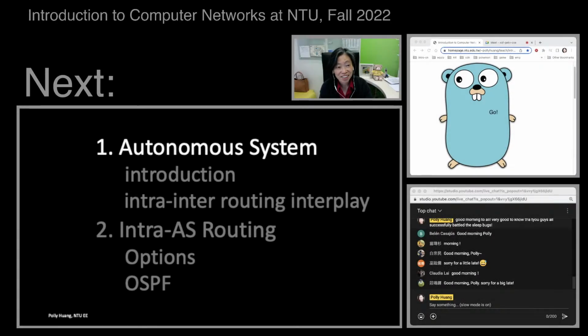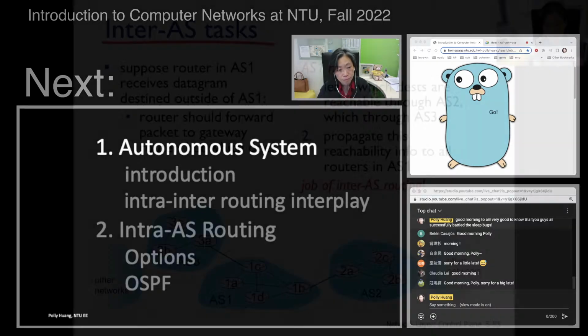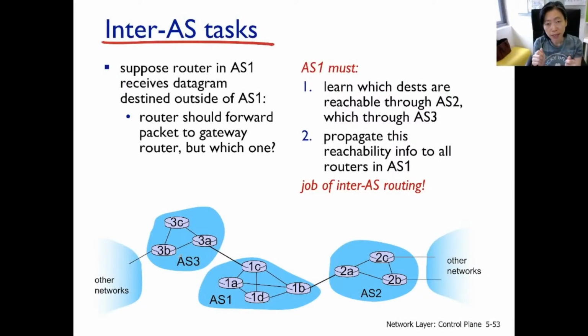So intra-AS tells you how to go to a router within an AS. Inter-AS at the higher level allows you to send messages outside of your AS. The next video will tell, with an example, how the intra-AS and inter-AS routing interplay or interact, to make sure the interplay is more clear.